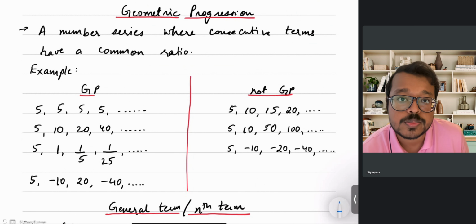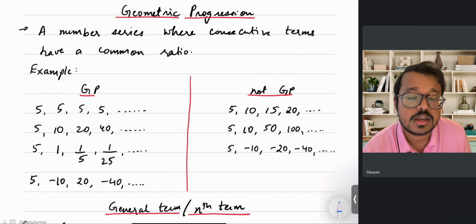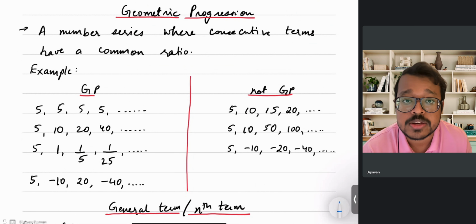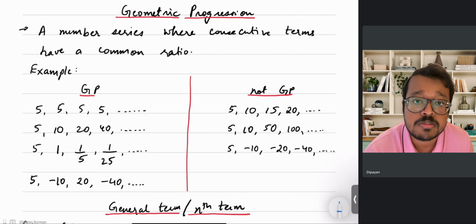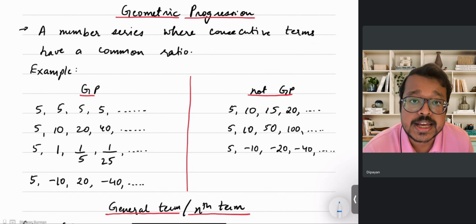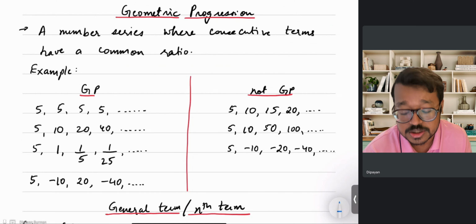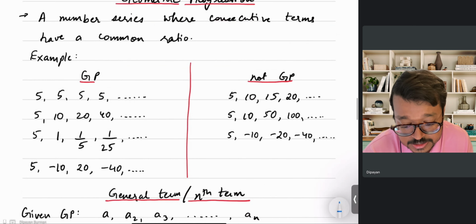So ratio is when I take, let's say, the second term divided by the first term, or the third term divided by the second term. That ratio, if it is the same throughout all the terms in the series, that becomes a geometric progression. So I have taken some examples of GP.